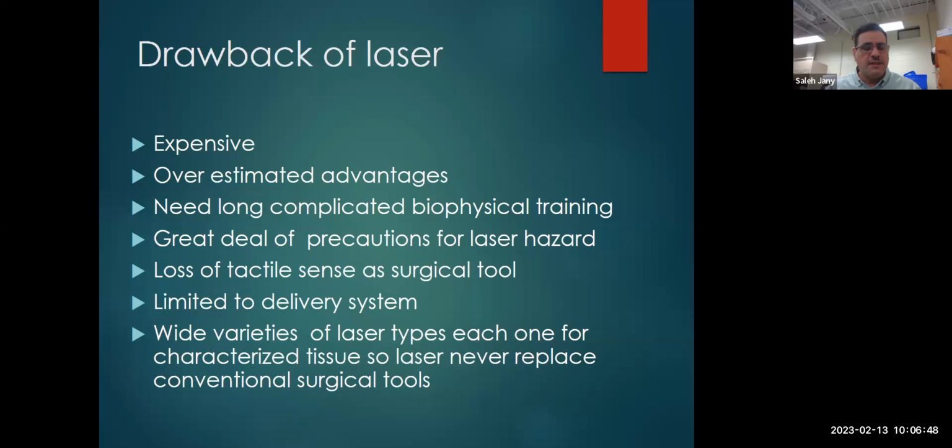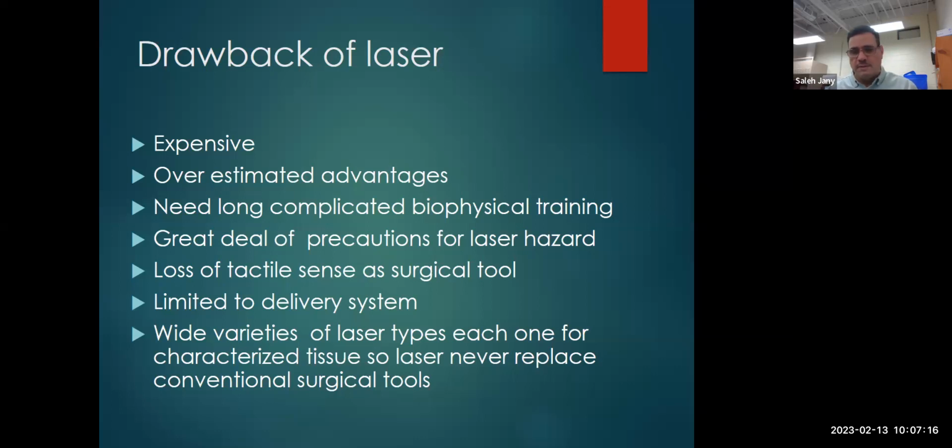You need a lot of training. You need protection. You need to manage the hazard. And when you cut the teeth or the gum with a scalpel, you feel it. You feel it when you touch the bone, when you reach the bone. With laser, we don't actually have that tactile sense. We don't have the feeling, especially with a CO2 laser. With CO2 laser, the handpiece is not touching the tissue, so you burn it away.